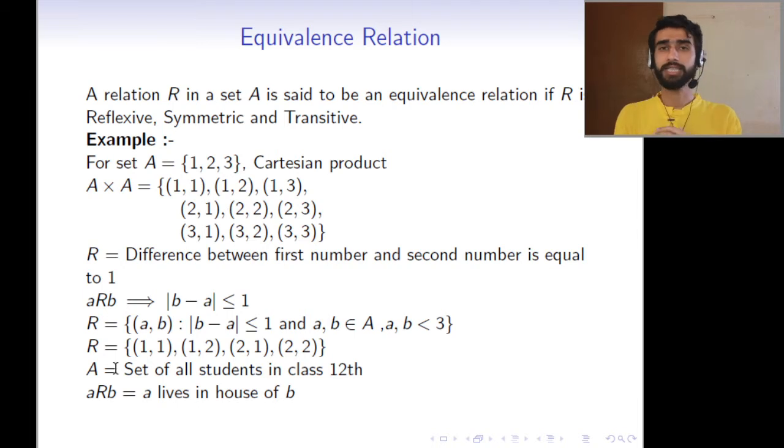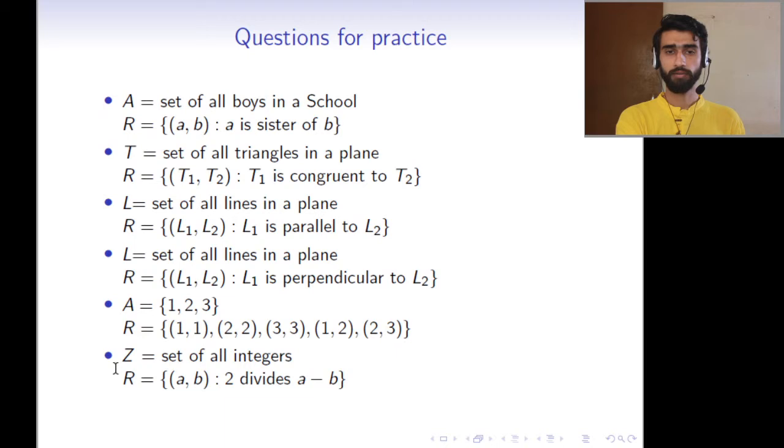Now let's check the transitivity. If A lives in house of B and B lives in house of C, they are staying there, so we can say A is also living in the house of C. Living in someone's house here means living with the person in his house. So in this you will say this example is reflexive, then symmetric, and then transitive. So in all it is an equivalence relation. Okay, now let's see what we have further.